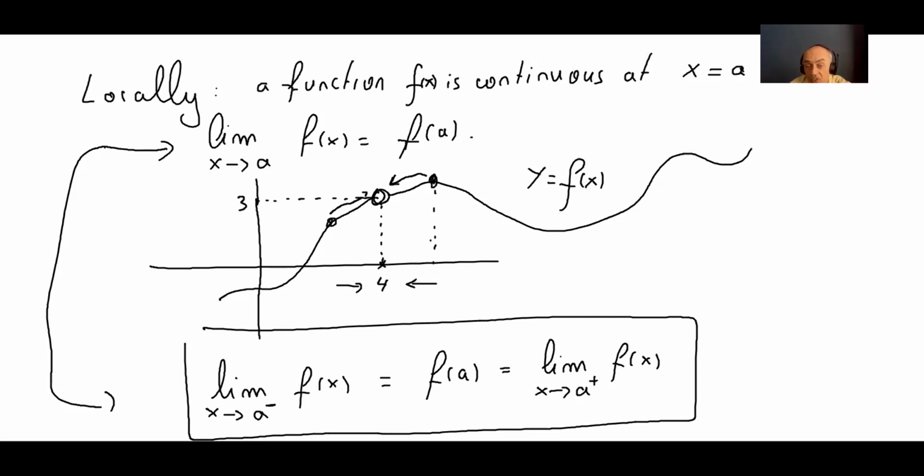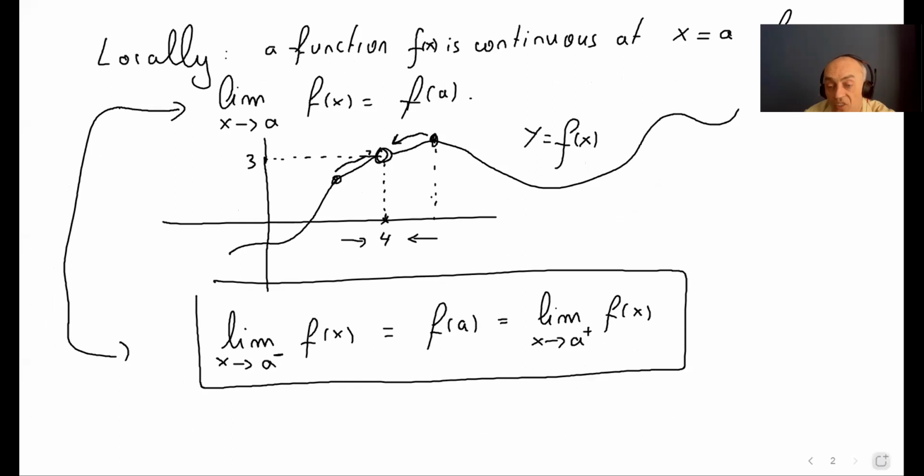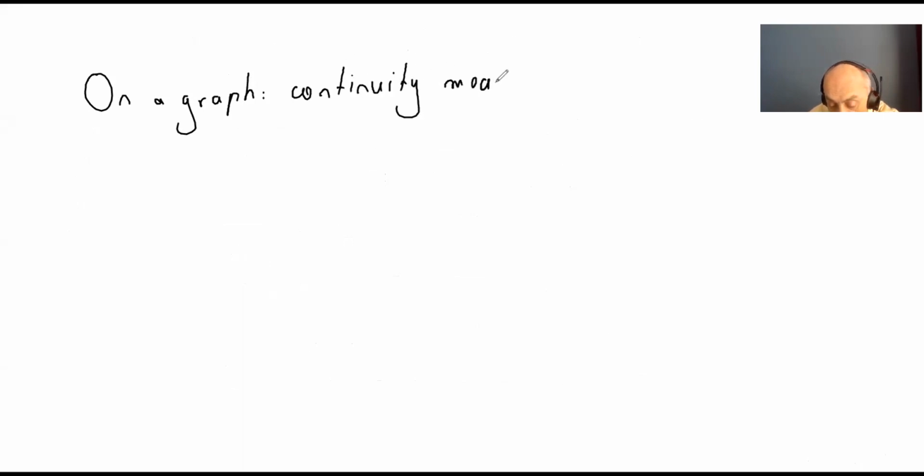So this being said, how do you recognize continuity on a graph? That's the next step, and then I'll show you how to recognize continuity algebraically. So on a graph, I gave you the abstract definition there. On a graph, continuity means no jumps.